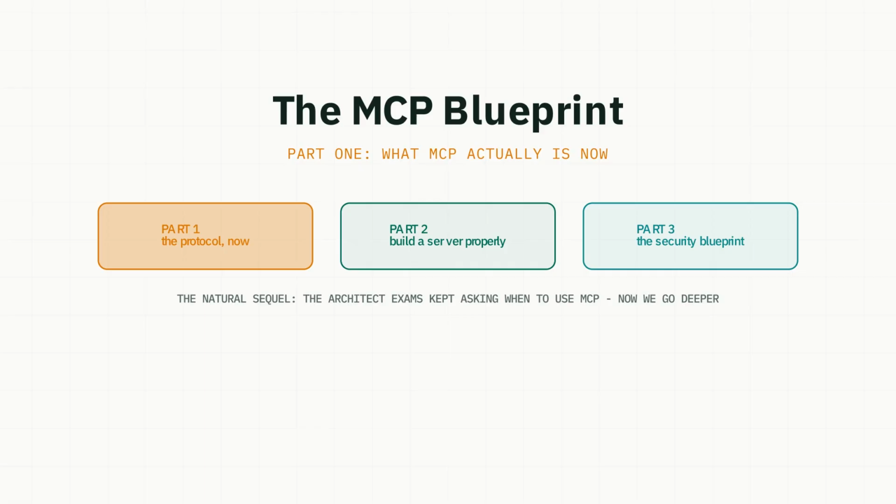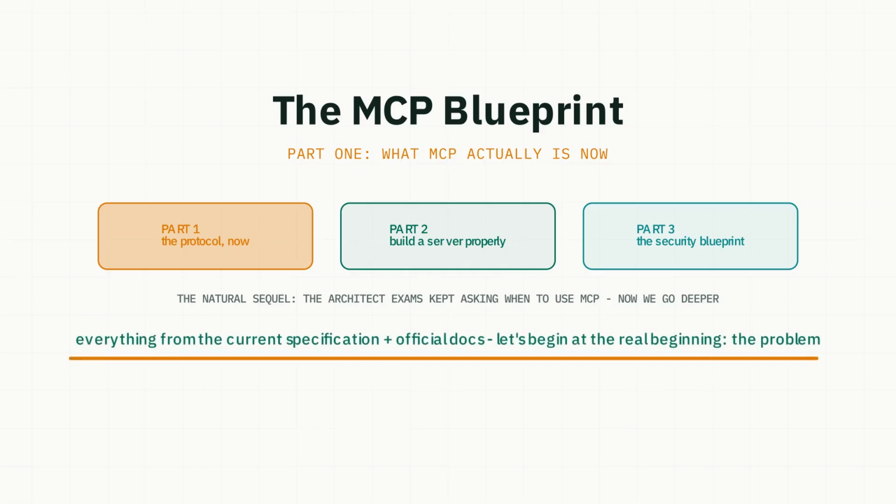Three parts. Today, part 1: what the protocol actually is, the architecture, the primitives, the lifecycle, the governance, the honest economics, and the traps in outdated tutorials. Part 2, building a server properly. Part 3, the security blueprint almost nobody teaches. Everything from the current specification and official documentation linked below. Let's begin at the real beginning, the problem.